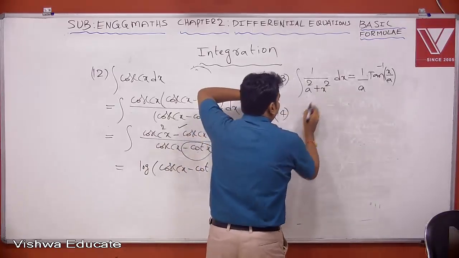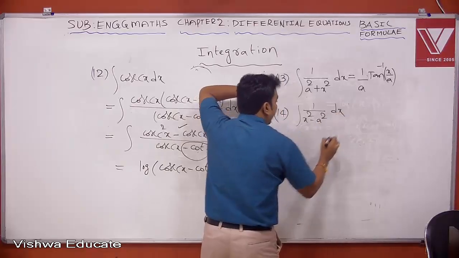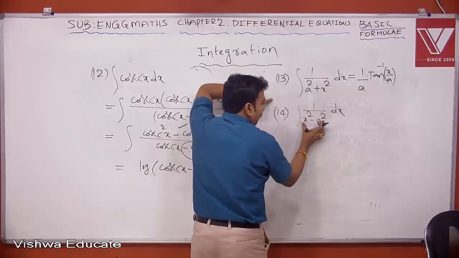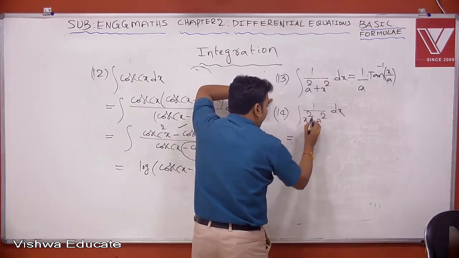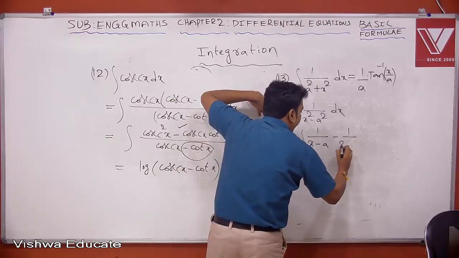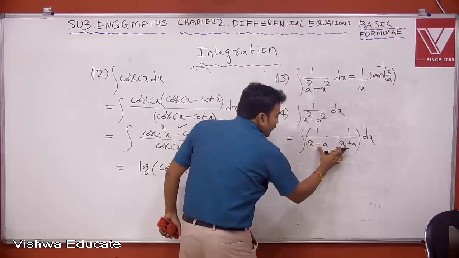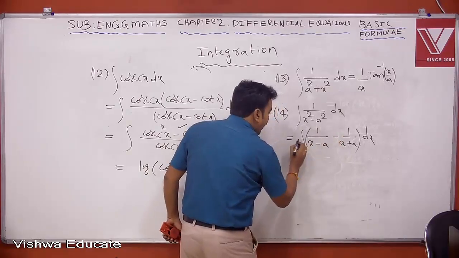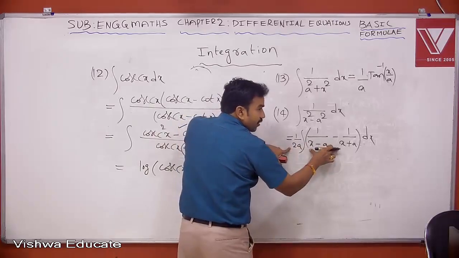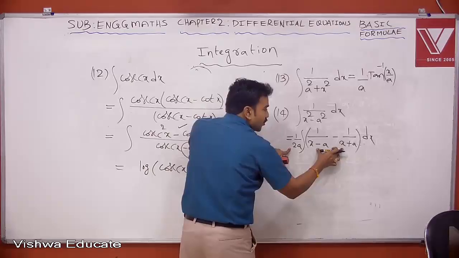Now if I write integral 1 by x square minus a square dx. This is 1 by x square plus a square, and this is 1 by x square minus a square. Now this can be written as 1 by x minus a divided by 1 by x plus a into dx. But when you simplify this, the numerator will be 2a. So divide with 2a. Now 1 by 2a into integral this. Simplify this expression, we get 2a divided by x square minus a square.